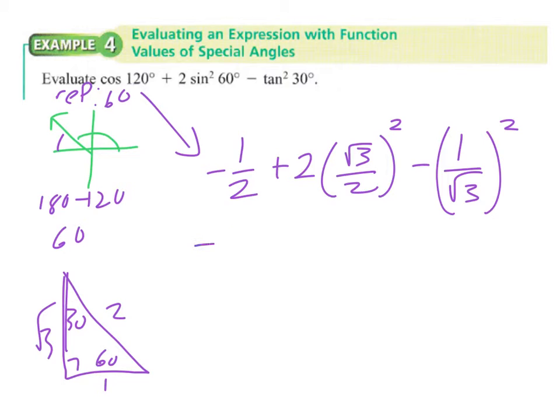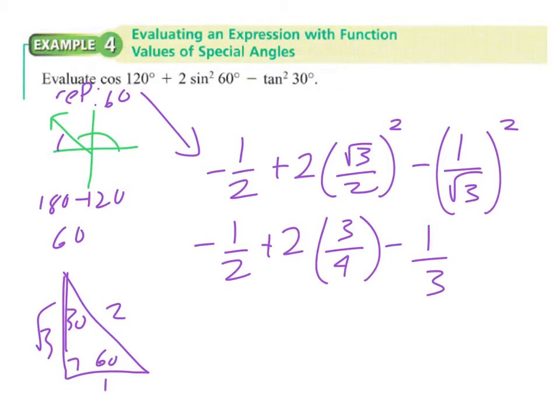If we simplify a little bit here as we go, squaring the square root of 3 over 2 gives me 3 over 4, and squaring 1 over the square root of 3 gives me 1/3. Multiply the 3/4 by 2, so negative 1/2, plus, you can write it as 6/4, that's the same as 3/2, minus 1/3.